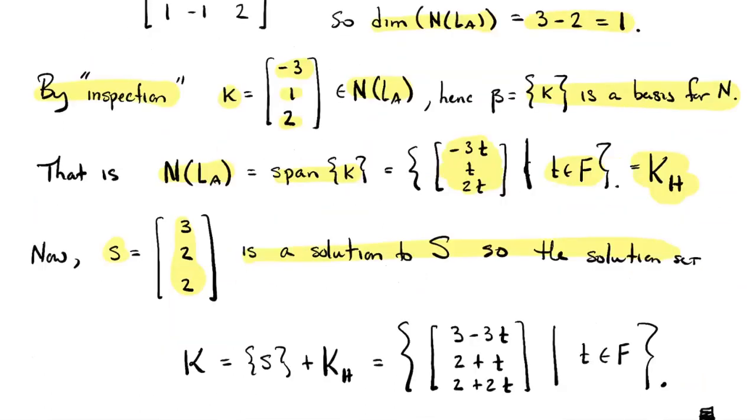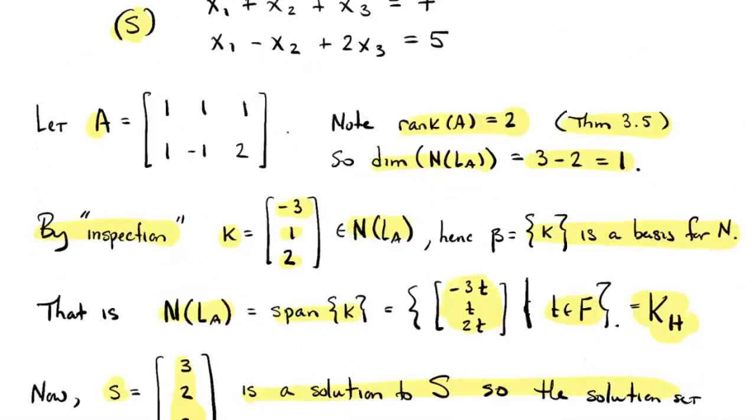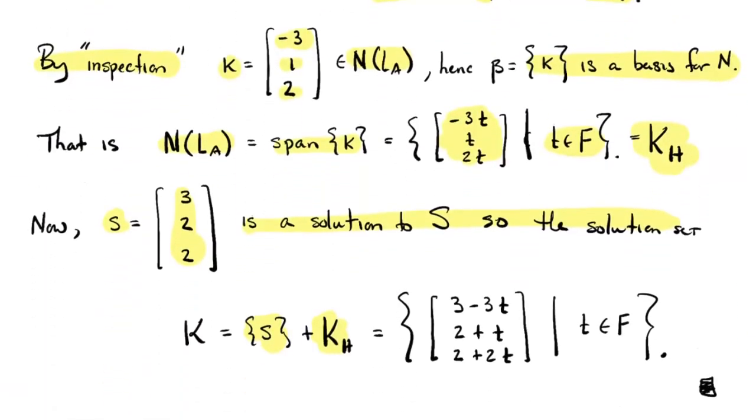So what does the theorem say? The theorem says if I take that solution S and add to it every element of this set k sub h, so k sub h is described right here, you take those two red underlined vectors and add them together and you get this thing. There's one of them for every t. So theorem 3.9 says that this set is the set of all solutions to that system of equations.